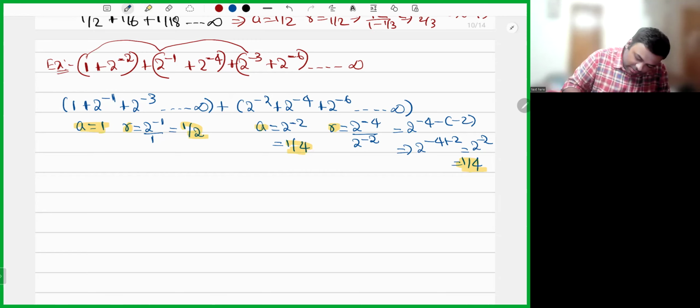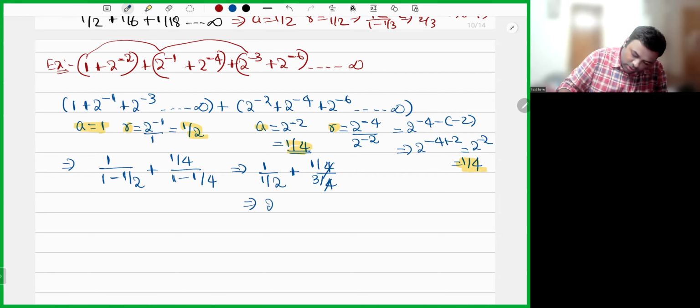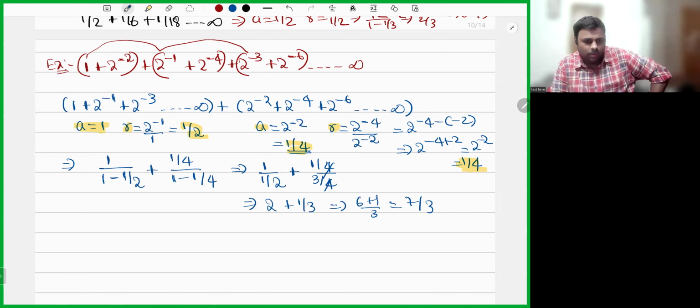Now let's do S infinity. A divided by 1 minus R. 1 divided by 1 minus 1 by 2, plus 1 by 4 divided by 1 minus 1 by 4. Now, what is 1 minus 1 by 2? Obviously 1 by 2. So 1 by 1 by 2 plus 1 by 4 by, what is 1 minus 1 by 4? I hope 3 by 4. Right? 4 gets cancelled. 2 goes to the numerator. 2 plus 1 by 3. Take LCM. 6 plus 1 by 3. 7 by 3. Okay, so I hope the point is clear.